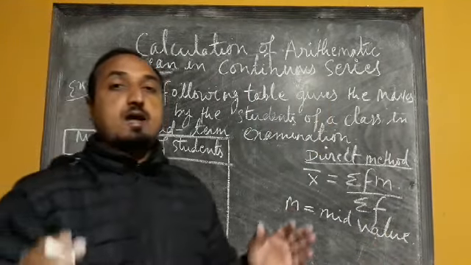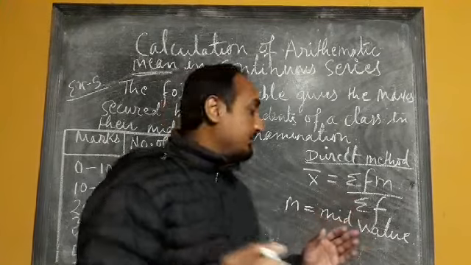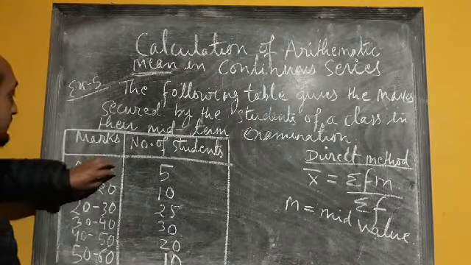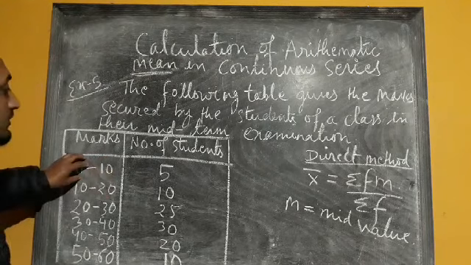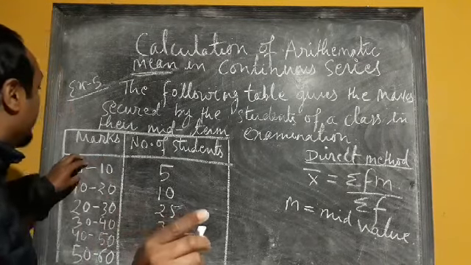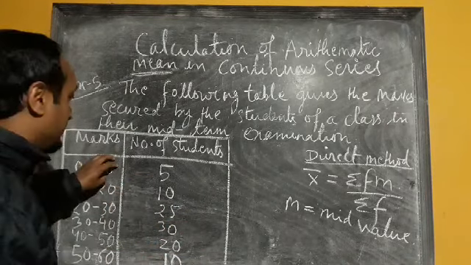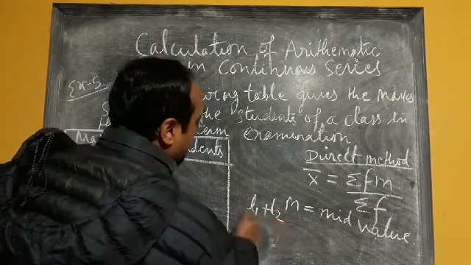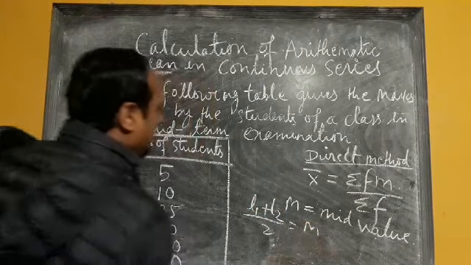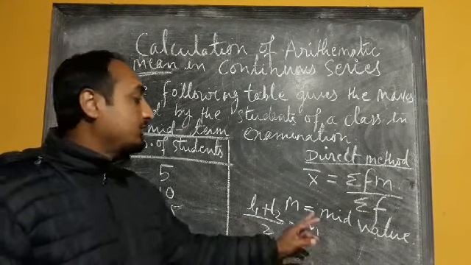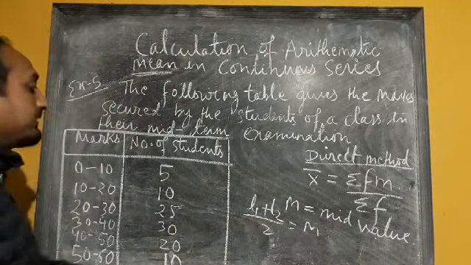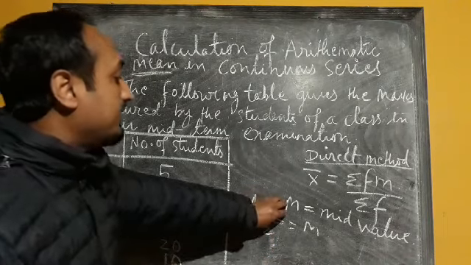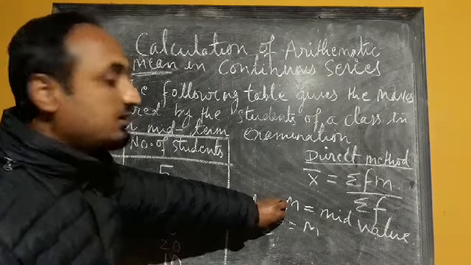Now how will we calculate that mid value? Mid value can be calculated by taking, say here, 0 to 10. In the first case, this 0 is our lower limit and 10 is our upper limit. So this can be considered as L1 plus L2 by 2. This is the formula for calculating mid value m. Once again, how will you calculate mid value? L1 plus L2 by 2, where L1 is the lower limit and L2 is the upper limit.